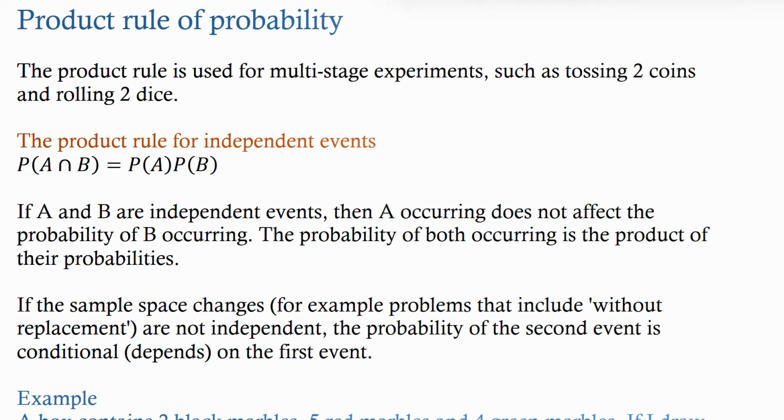If A and B are independent, what that means is that if A occurs, it doesn't have any impact on the probability of B occurring. So the probability of both is just the product of those 2 things. If the sample space changes, for example, usually for questions that include "without replacement", those aren't independent, because if the probability of one thing happening affects the probability of the second, it's conditional, therefore it's not independent.